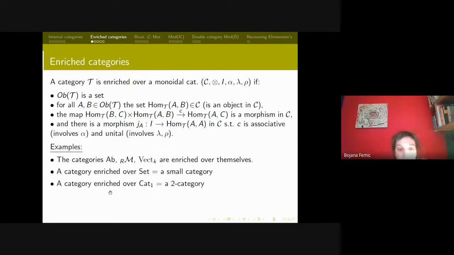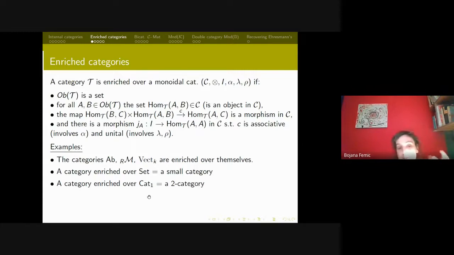A category enriched over Cat, well, I say here that it is a 2-category. So we have that, like the basic thing that one sees is the hom set. So the hom among two objects in this enriched category should be a category.